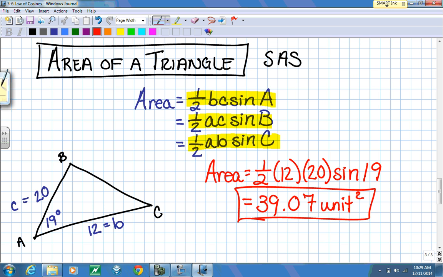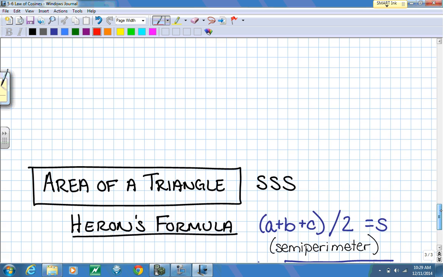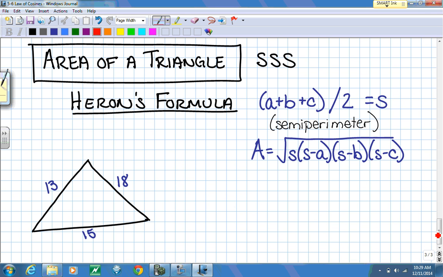So you really didn't have to sit here and try and figure out what the altitude of that triangle is based off of one of the sides. Here we could just use this formula to help us find the area of the triangle. So this works for a side angle side triangle. Then what happens if you have 3 sides that are given to you?